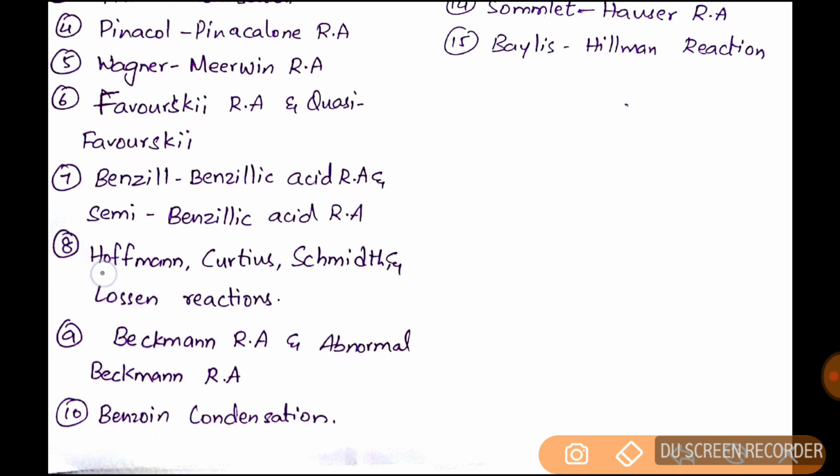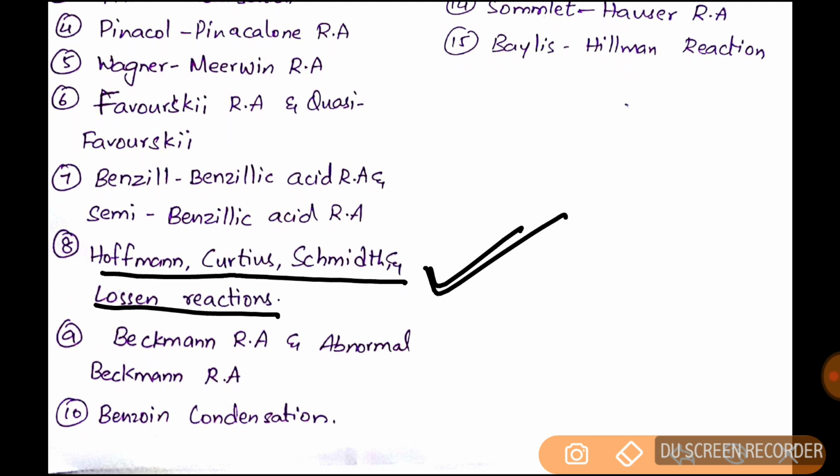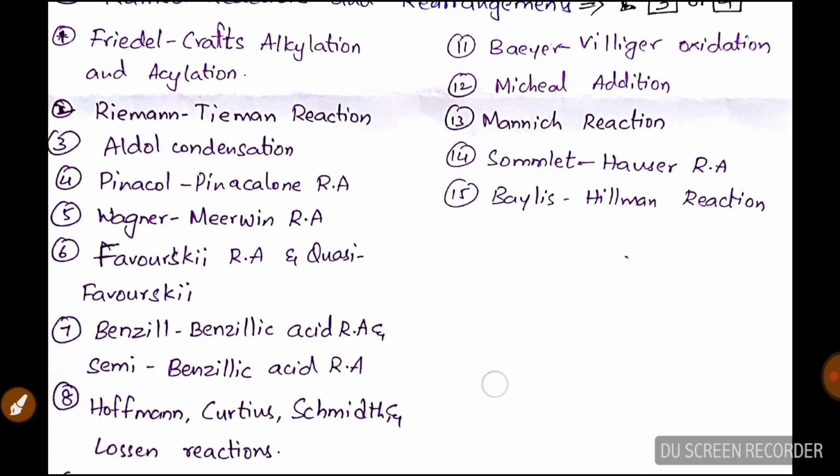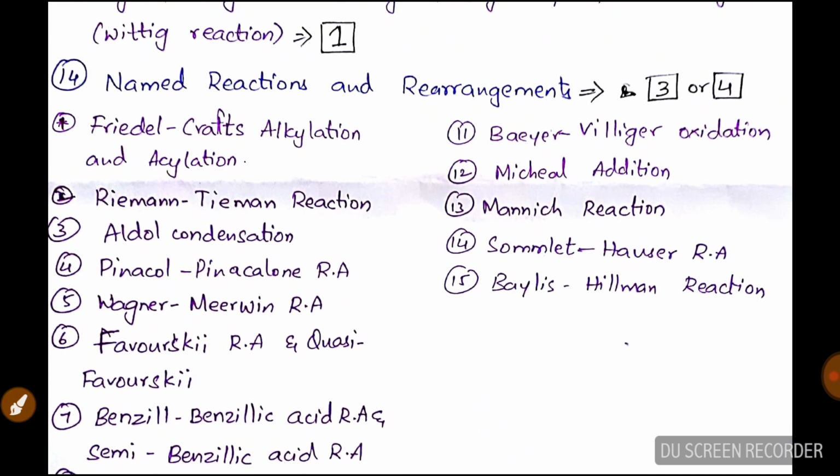And then there come Hofmann, Curtius, Schmidt, and Lossen reactions. These are very important, guys. You can expect a question from all these four. And Beckmann and abnormal Beckmann, this is also important. And benzoin condensation. From all these 10 name reactions, you can definitely score. You can expect some 3 to 4 questions from only these 10 name reactions, guys.